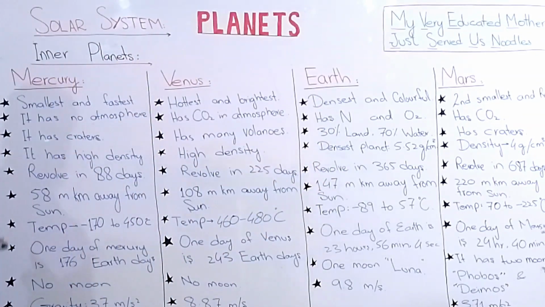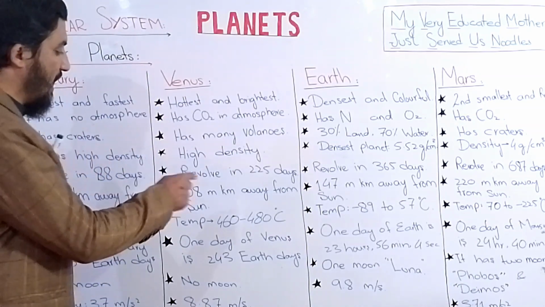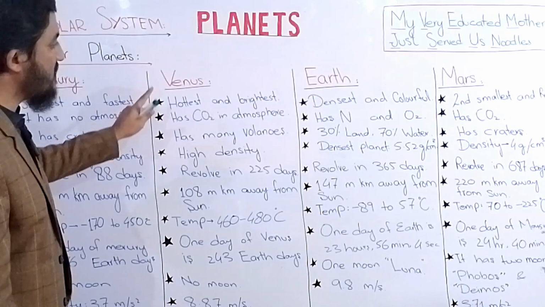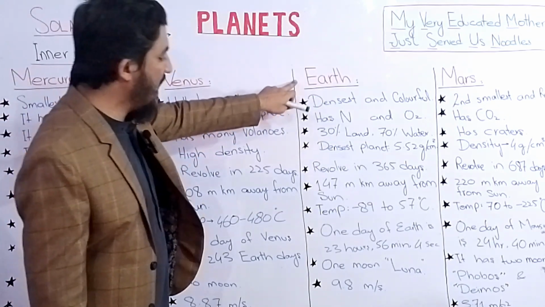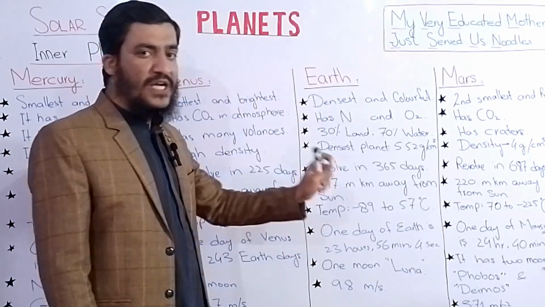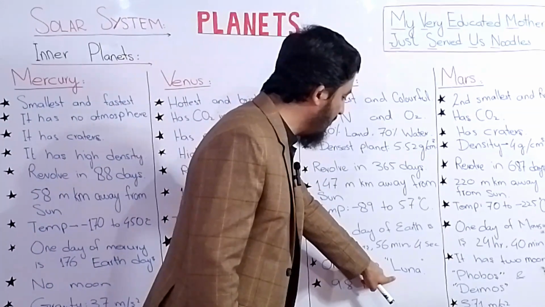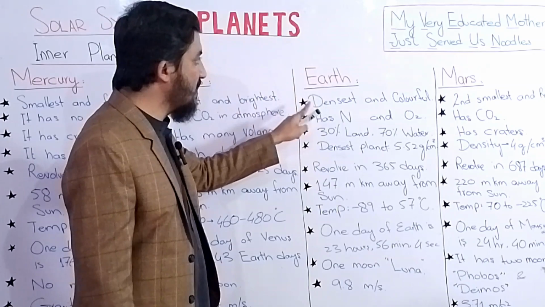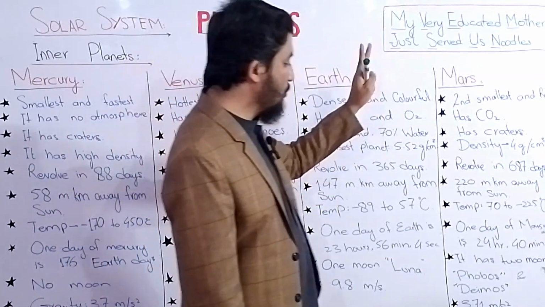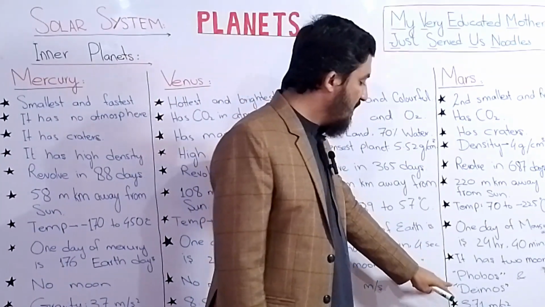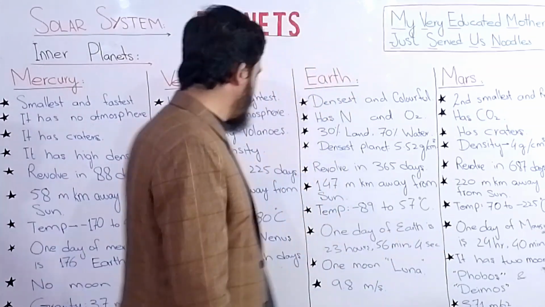Then comes the next comparison: Mercury and Venus both have no moon, while the Earth has one moon, and it's called the Luna. That's why we call it the lunar calendar. The Luna is the only moon of Earth, while Mars has two moons. One is Phobos and the second is Deimos.